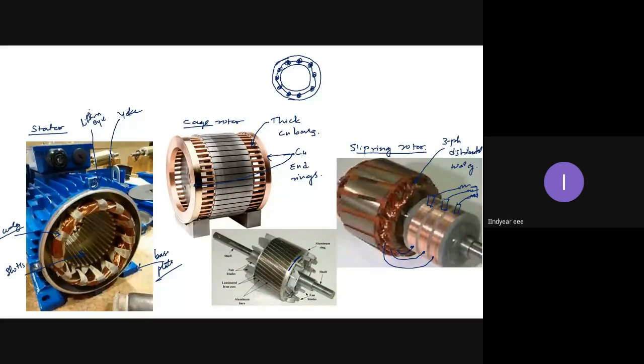So these are the two types of induction motor rotors which we use for various applications. The cage rotor is mechanically very strong, so in heavy load applications, where there are large load variations, we use cage rotor. Slip ring rotors are used where large starting torques are needed.